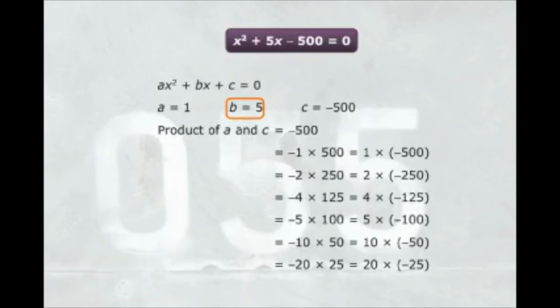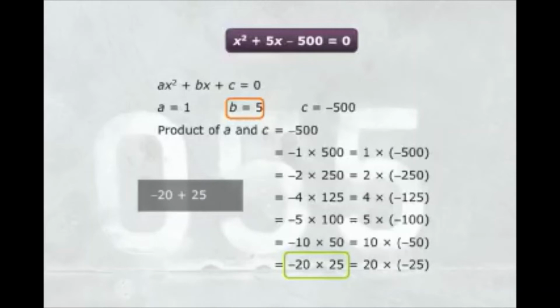Okay? So what we are trying to do is, get two numbers whose product equals the value of ac and whose sum equals the value of b. So let's look at the factor pairs. Now look at this pair, minus 20 into 25. Now what is minus 20 plus 25? That of course is 5. And 5 is the value of b. This means that this is the required factor pair.